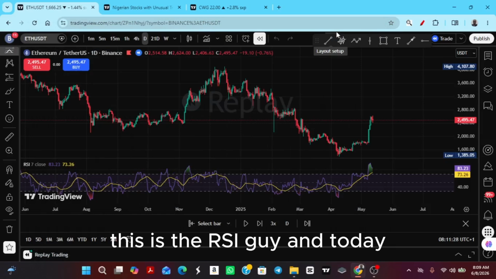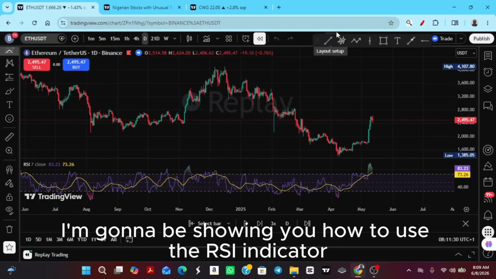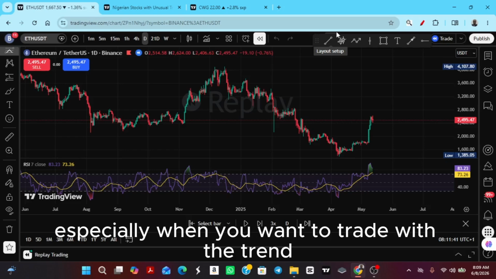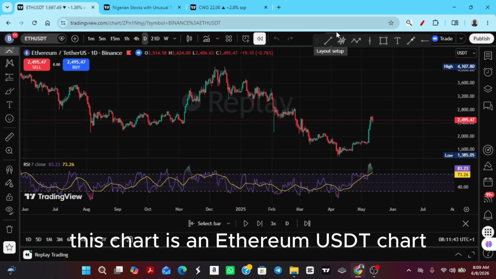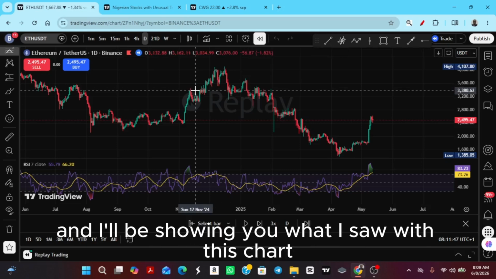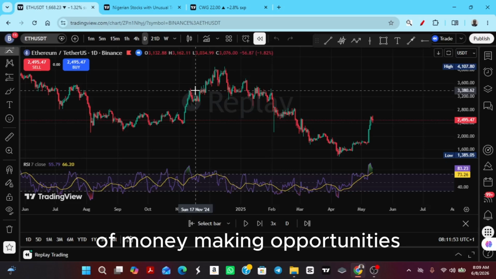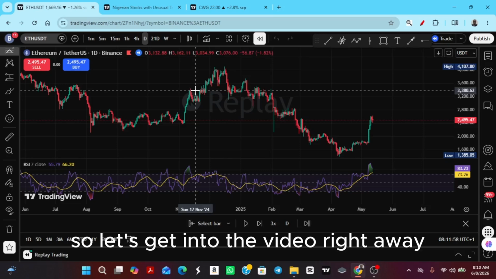This is the RSI guy, and today I'm going to be showing you how to use the RSI indicator with price action to know when to take a trade, especially when you want to trade with a trend. So we'll be looking at this chart. It's an Ethereum USDT chart, and I'll be showing you what I saw with this chart and how we can use it to take advantage of money making opportunities. So let's get into the video right away.